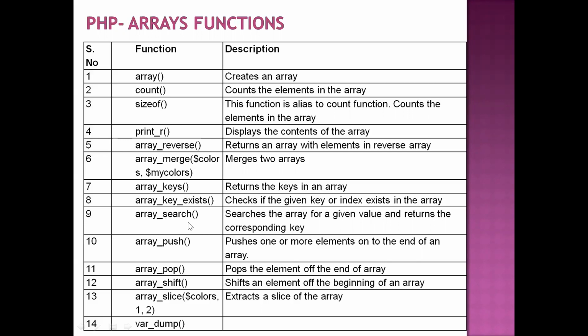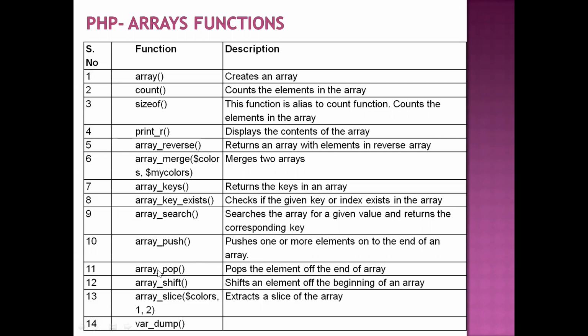Now the next function is the array_search function. This function is used for searching the array for a given value. If that value is available in the array, that particular key will be returned to the user. So this function is also used on associative arrays. See the next function, array_push. This function is used for pushing or inserting one or more elements into the array at the end.